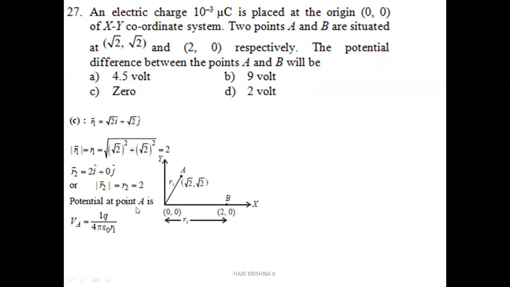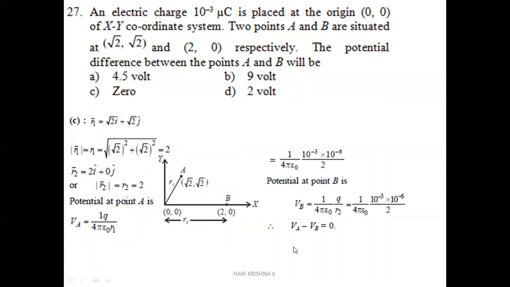So potential at point A is nothing but 1 by 4 pi epsilon, Q by r. Same way, when you substitute Q, they have given it as 10 raised to power minus 3 microcoulomb. So 10 raised to power minus 3 into 10 raised to power minus 6. Same way for B, there also the distance is 2 only. So VA minus VB is 0. Option C.